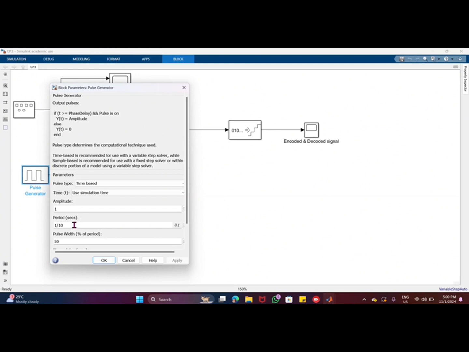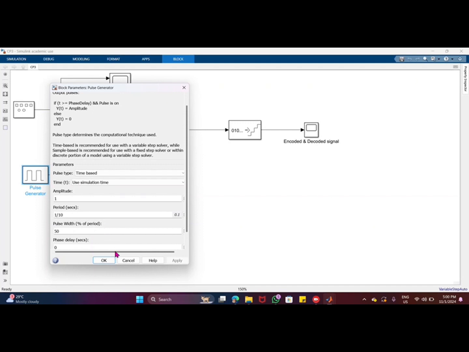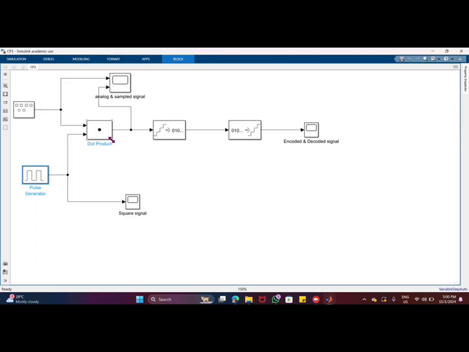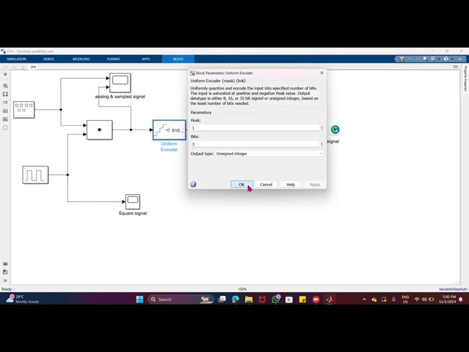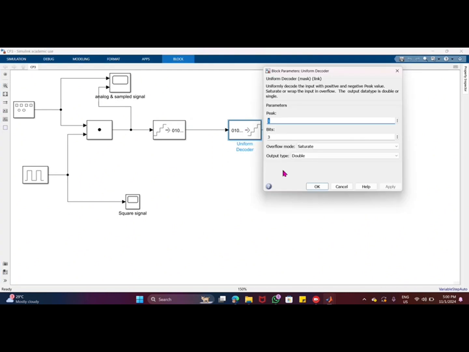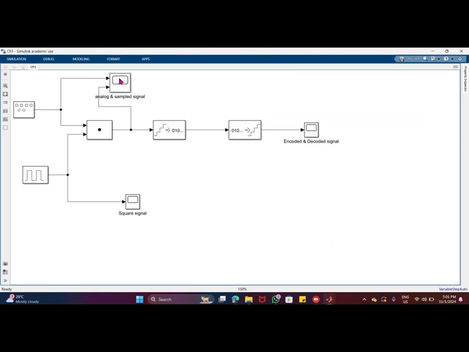We change the period to 1/10 and the pulse width to 50. Then we use a dot product, a uniform encoder, where we set the bits, and a uniform decoder. Next, we put a scope for the analog and sampled signal. Then we put a scope connected from the pulse generator. Last, we put a scope connected to the uniform decoder.